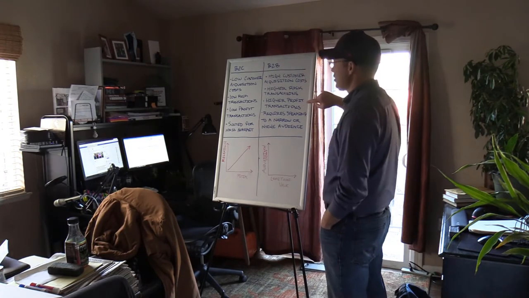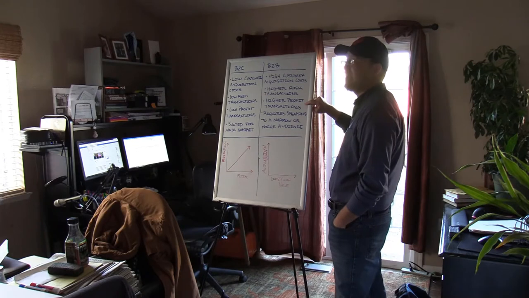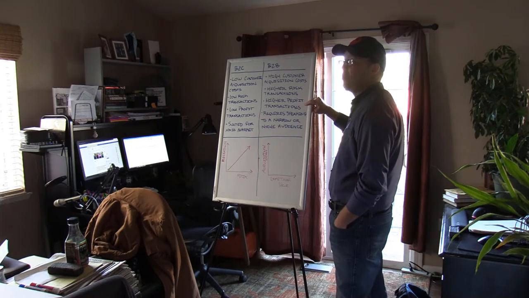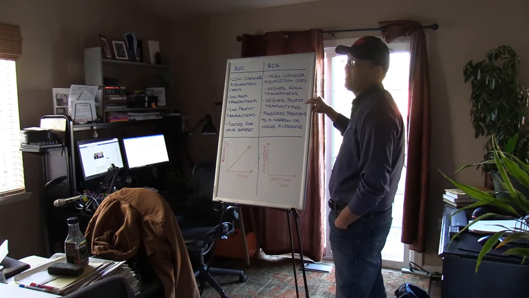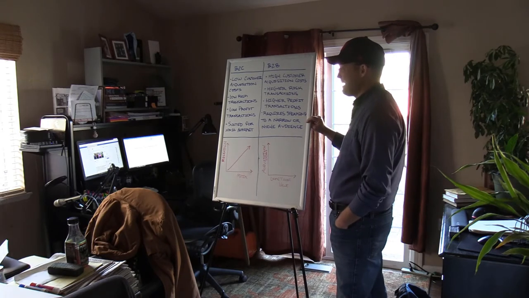But the transactions are also higher profit. You make 70 cents on a bottle of dish soap, you make $1.5 million on every new airplane you sell to an airline. Okay? So way higher profit transactions. This is not suited for mass market.